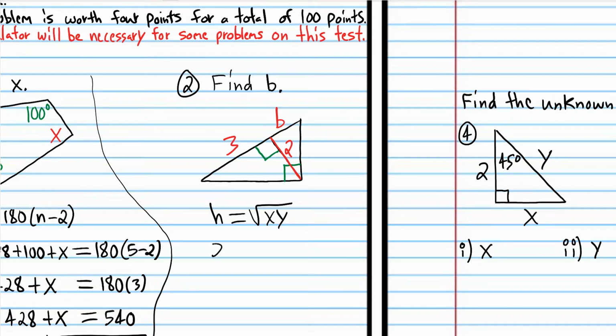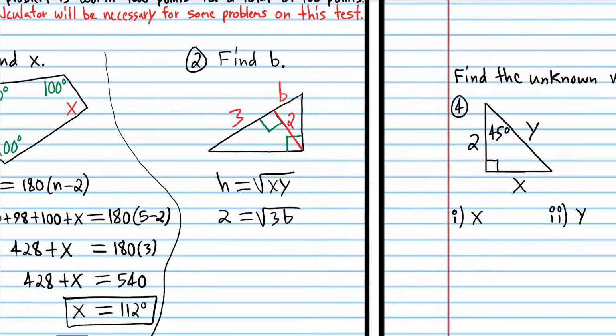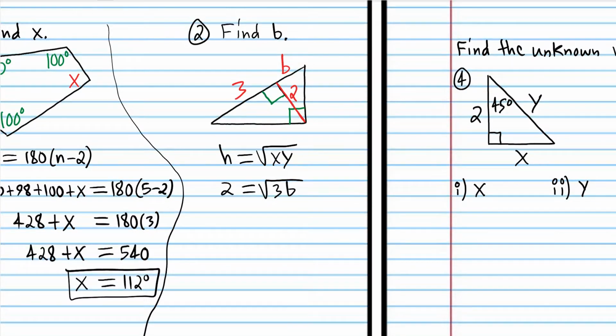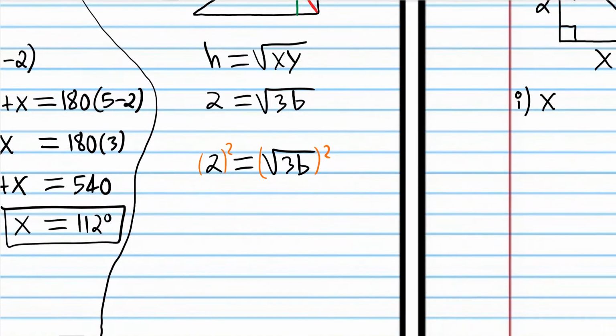We know h is 2, we know x is 3, and y is b. So now we just have to solve. We're going to isolate b, but we can't do that unless we get rid of the square root. So we have to do the opposite of square rooting, which is squaring. You don't really need parentheses on the left side of the equation, but it just makes things look symmetric.